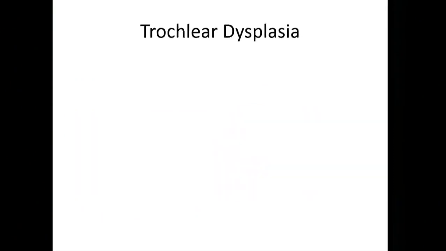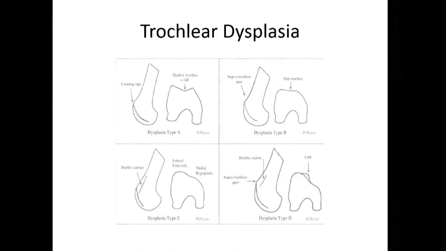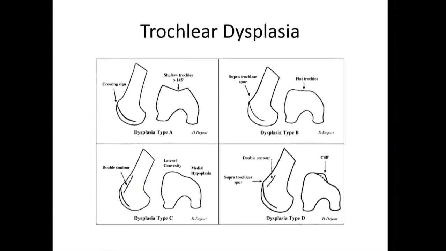Trochlear dysplasia, that was my assignment. The various classifications are trochlear dysplasia. The most famous one is by Henri Dejour, that David Dejour is now talking about. So basically it's a very shallow groove, a flat or no groove, and then convexities, either convexity alone or convexity with a cliff, creating what he calls type D.